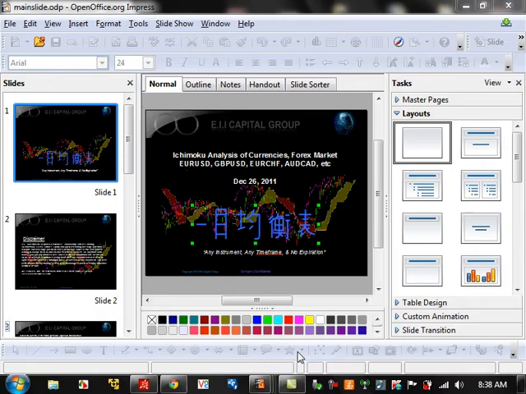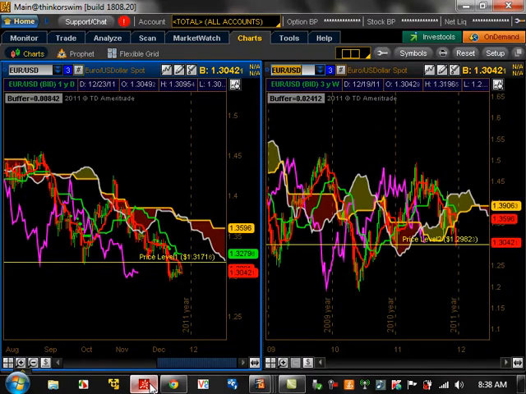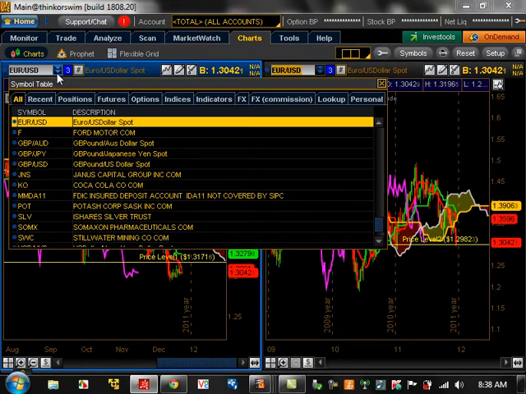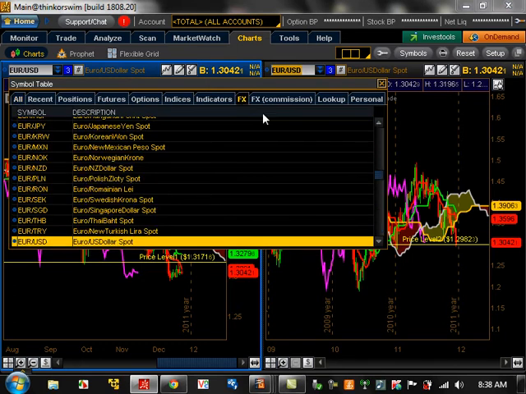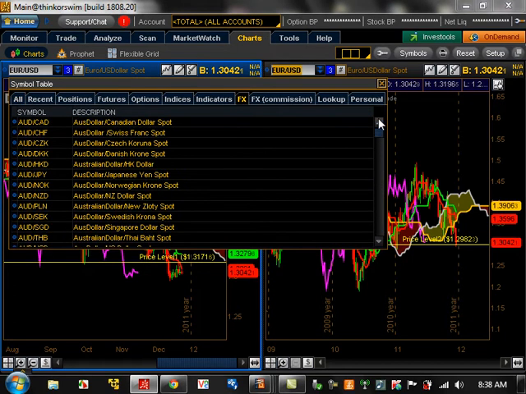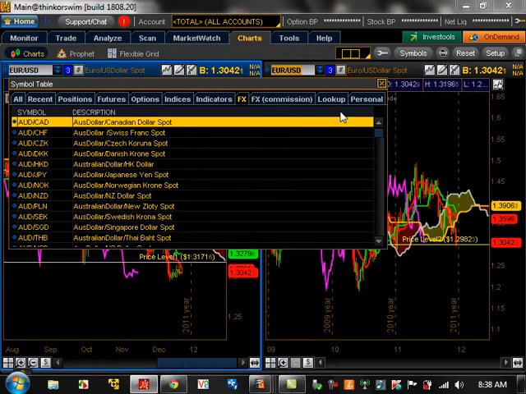Okay, now we've got a lot to cover, so let's go ahead and begin. What we're going to do this time is something a little different. We're going to start going down this FX list here and just go through all the major currencies. So the very first one we're going to look at is Australian CAD.